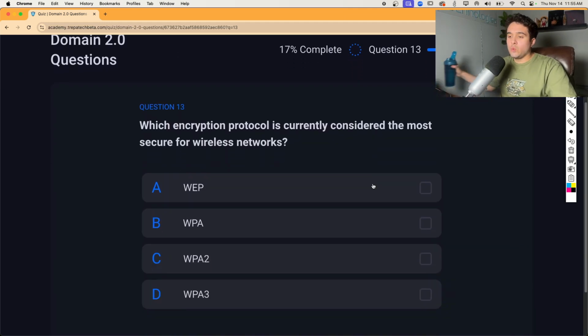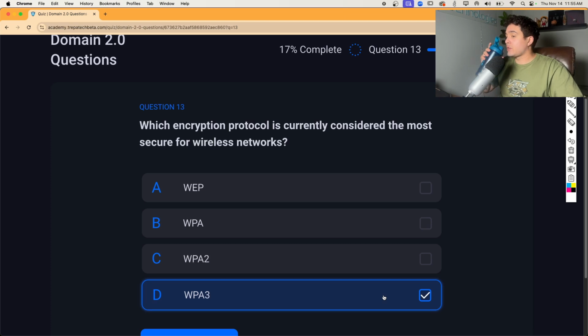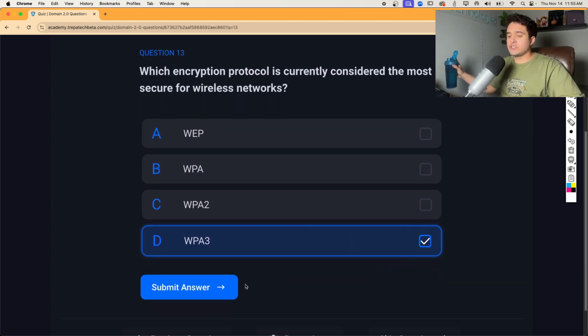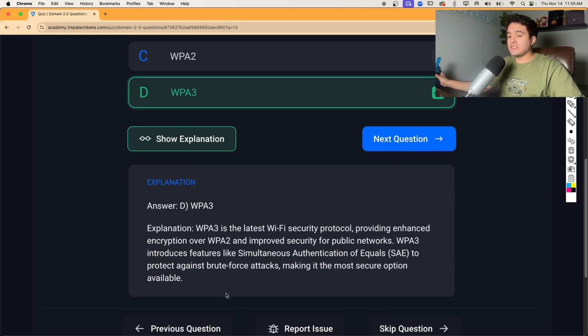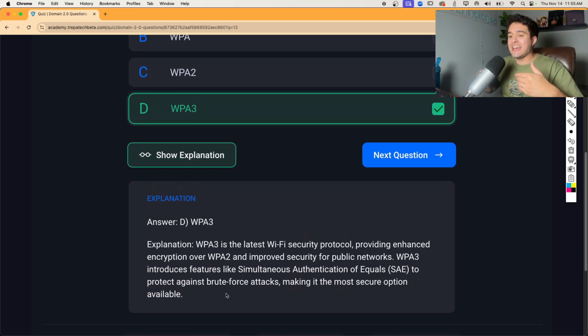Question 13. Which encryption protocol is currently considered the most secure for wireless networks? So as of this time, for the Network Plus exam, it's WPA3. For the N10-009 exam. So this has increased encryption. It still uses AES like WPA2, but we have increased bit key lengths up to 256 bits for AES. And then we also have an enhancement called SAE, simultaneous authentication of equals, for our WPA3 pre-shared keys configuration that gives us perfect forward secrecy and also prevents us from brute force attacks.